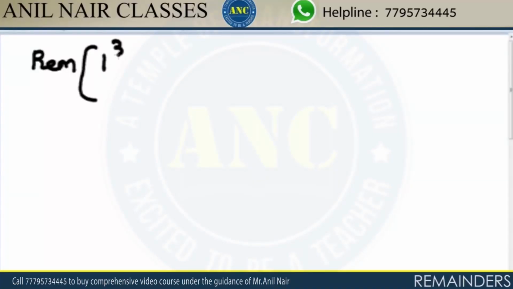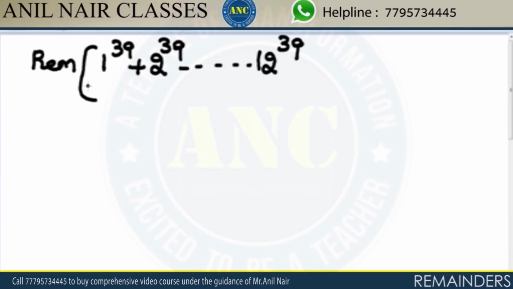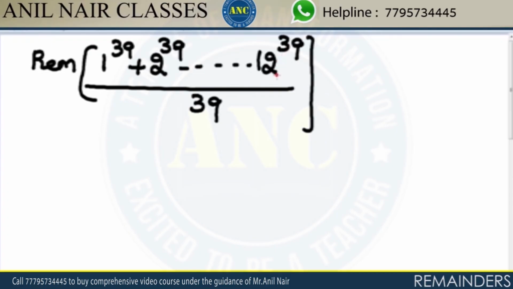1 power 39, 2 power 39, 3 power 39 and so on up to 12 power 39, divided by 39. The bases 1, 2, 3 till 12 are in arithmetic progression. Power is an odd number, so it is divisible by the sum of its bases.